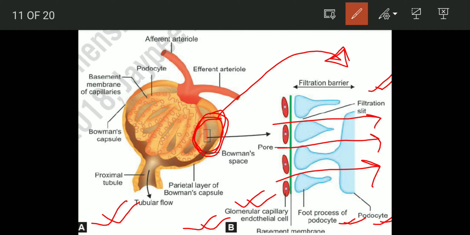So here is your filtration membrane, and I have discussed this filtration membrane. Remember these parts: first is the glomerular capillary endothelial cell, then the filtration barrier, then the foot process of the podocytes, then the filtration slit, and then the podocytes. So we have discussed this.